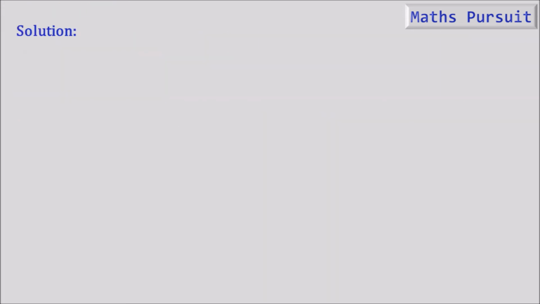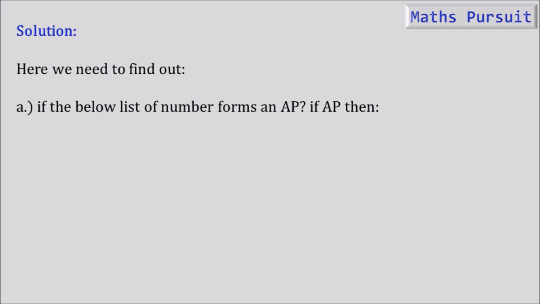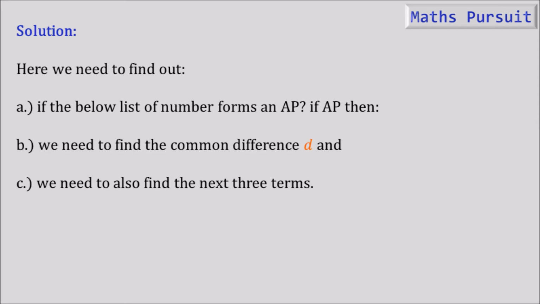So moving to the solution, here we need to find out if the below list of numbers forms an arithmetic progression. If it is an arithmetic progression, then we need to find out the common difference D, and we also need to find the next 3 terms. Guys, the question is pretty clear. We need to check whether the given number sequence forms an arithmetic progression or not. If it does, then we need to find out the next 3 terms. And the given number sequence here is minus 1.2, minus 3.2, minus 5.2, minus 7.2.